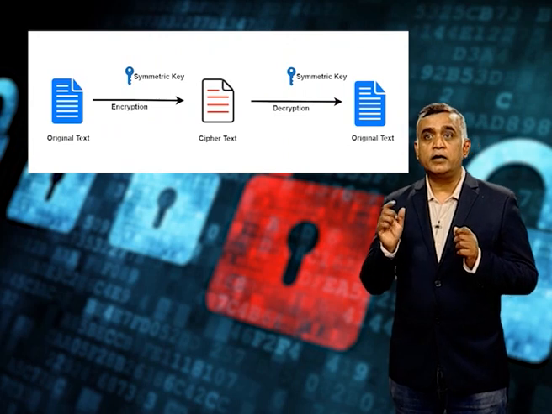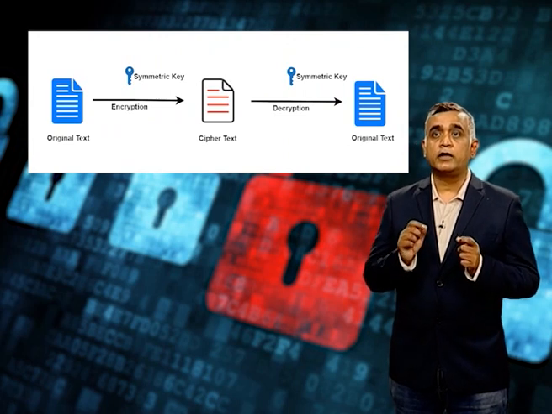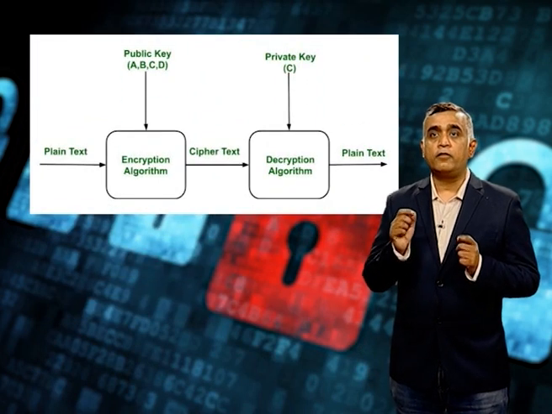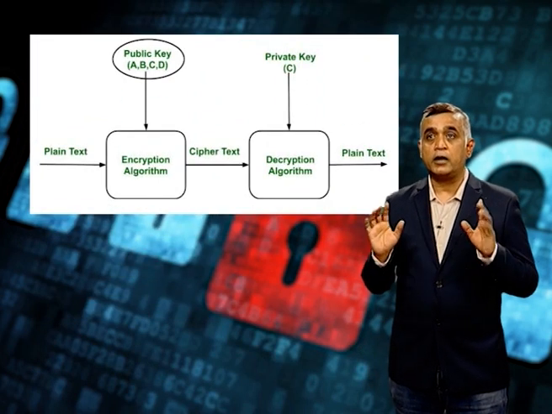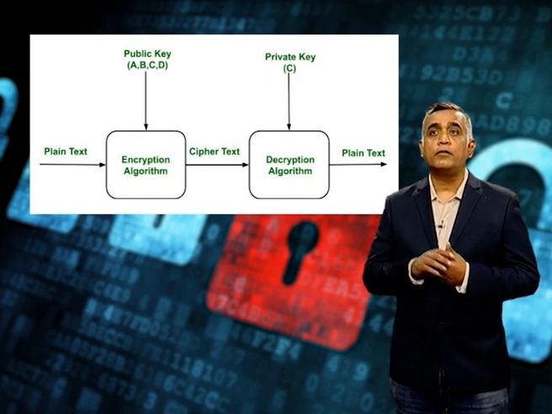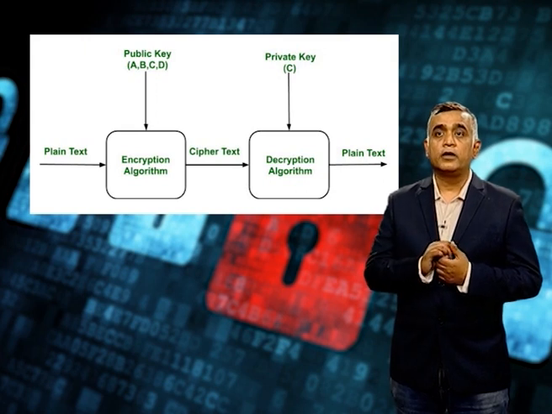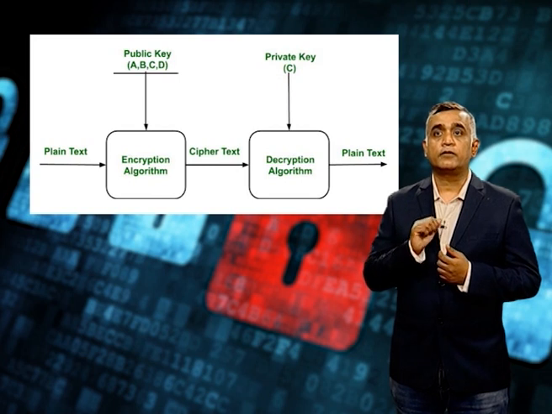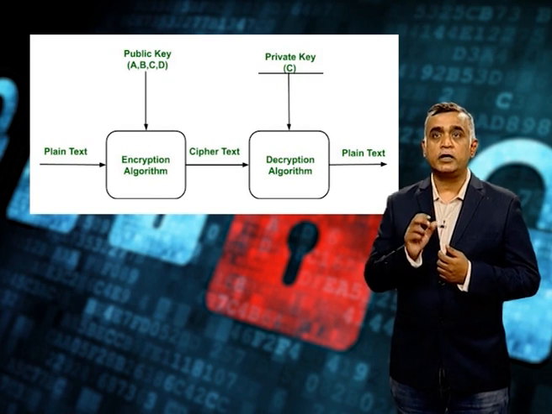In symmetric cryptography, we have seen that one key, that is the symmetric key, is used for encryption and decryption. Whereas in public key cryptography, a pair of keys, a public key and a corresponding private key which are mathematically related, is used for public key operations. In this, the public key is used for encryption and signature verification, whereas the private key is used for decryption and signature generation.